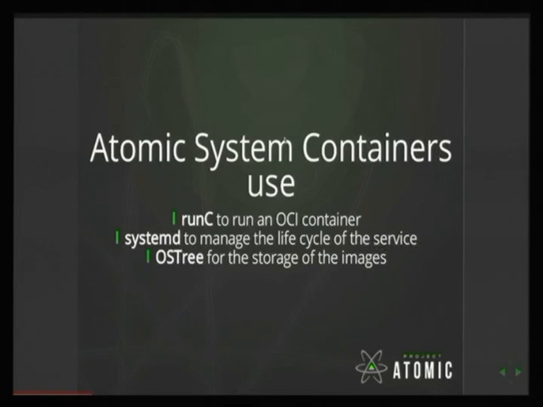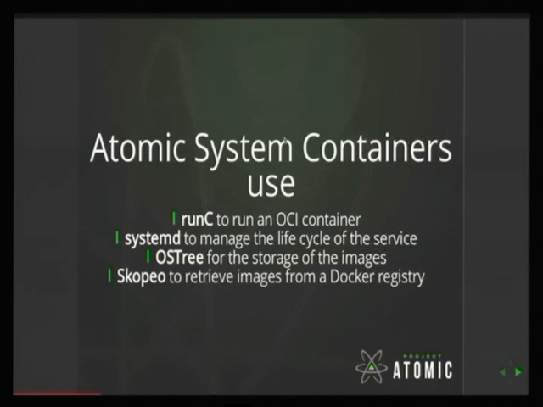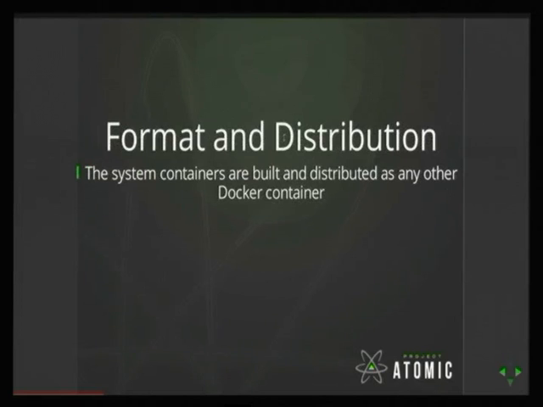For the storage of the images, we use OSTree. OSTree is the same technology used on Atomic Host for storing the operating system itself. And finally, Skopeo for copying the images from a registry. Well, this shouldn't be a Docker registry, just a registry. For the format of the image and the distribution, we use the same concept I was saying before: we try to reuse as much of what is already available. So the system containers are distributed and built as OCI images, so you can use the same tools that you have today, like docker build.